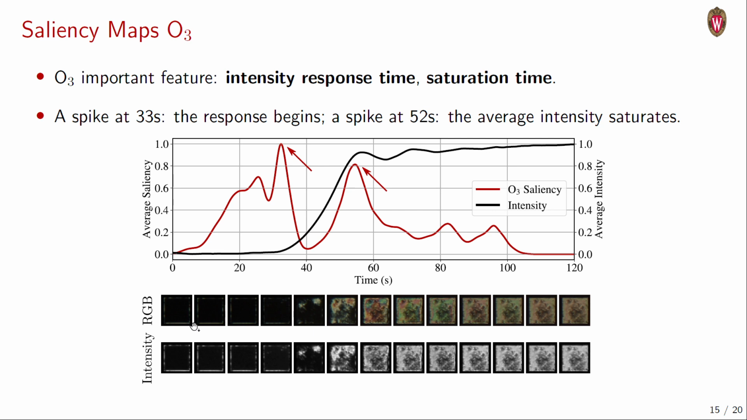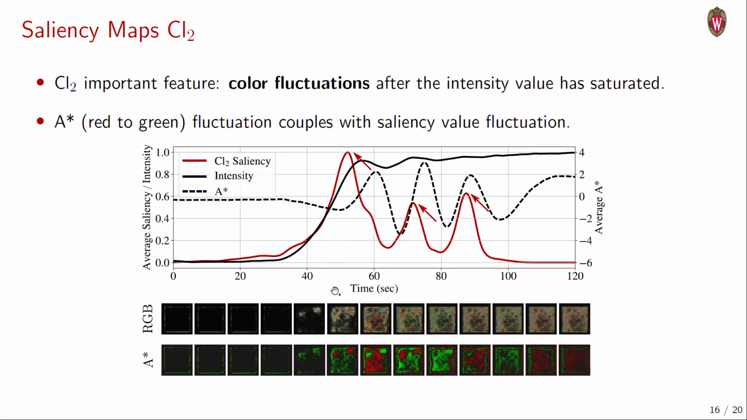On the bottom, we have an array of RGB images and intensity images. We can see that the response starts at 33 seconds and saturates at 52 seconds. However, the most important feature in detecting chlorine is the color fluctuation after the intensity value has saturated. Here the red line is temporal CDC. The dashed black line is a-star, which is a descriptor to show how red or green the color is. A positive a-star means it's redder, and a negative value means it's greener.